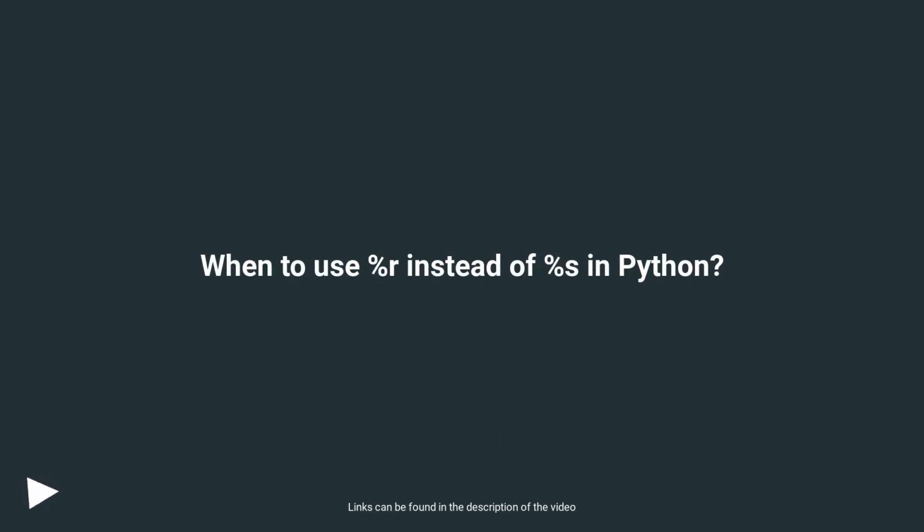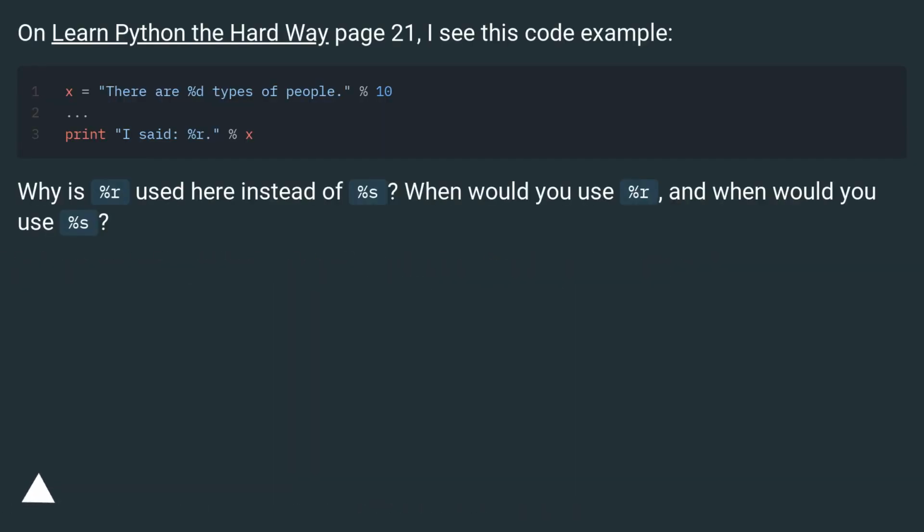When to use %r instead of %s in Python. On Learn Python the Hard Way page 21, I see this code example. Why is %r used here instead of %s? When would you use %r, and when would you use %s?